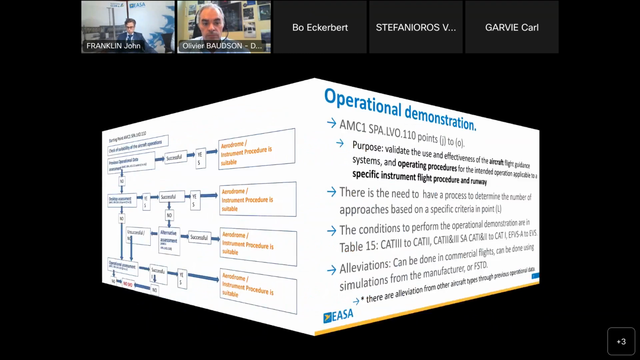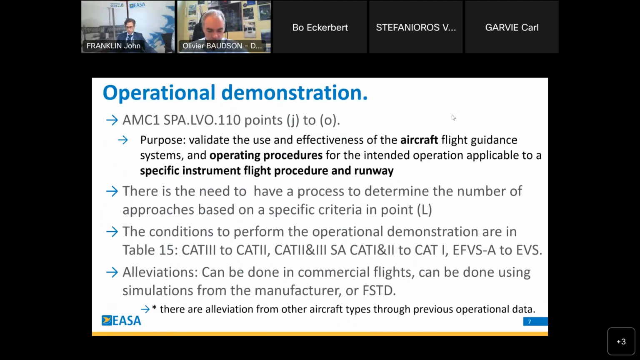So the operational demonstration is covered, and that's going to be the presentation of, and this is my last introductory slide before we go into Thierry's Airbus presentation. This is covering the AMC1 SPA.LOW.VIS.110 point J to O. And the purpose of the operational demonstration is to ensure or to validate the effectiveness of the aircraft systems and the operator procedures for the intended operation in that specific instrument flight procedure and runway.